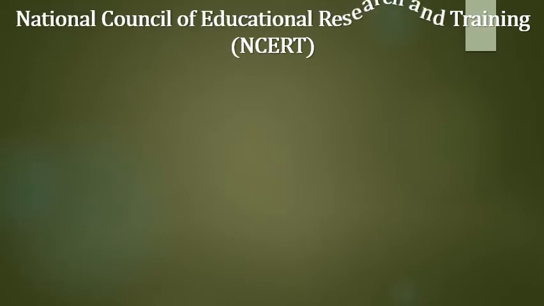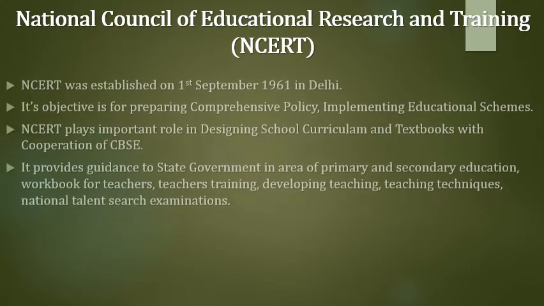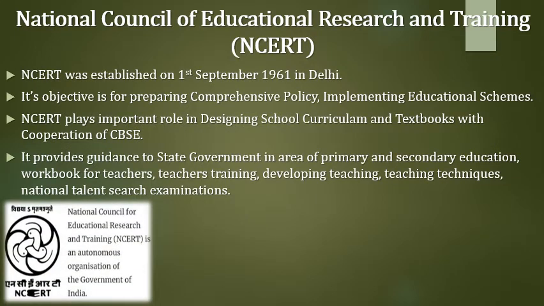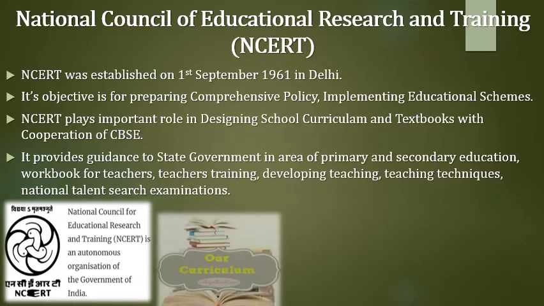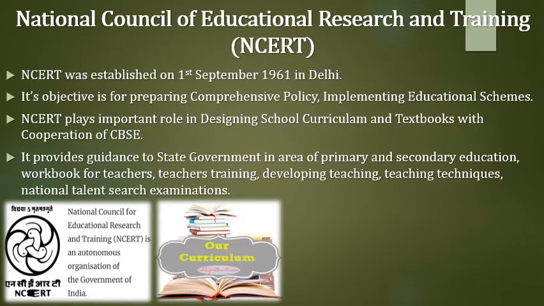National Council of Educational Research and Training was established in Delhi on 1st September 1961. Its main objective is to help the central government in the matters of school education in the context of a comprehensive policy and in implementing educational schemes. It has played a central role in designing the school curricula and textbooks with the cooperation of the Central Board of Secondary Education. It provides guidance and cooperation in the area of primary and secondary education to the state government.